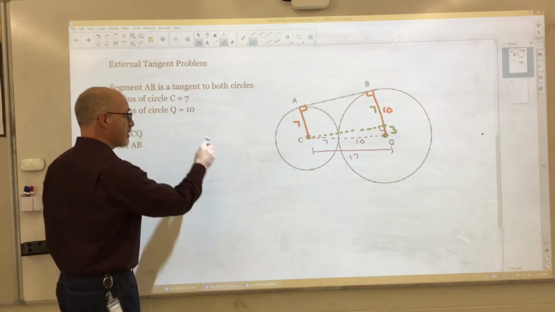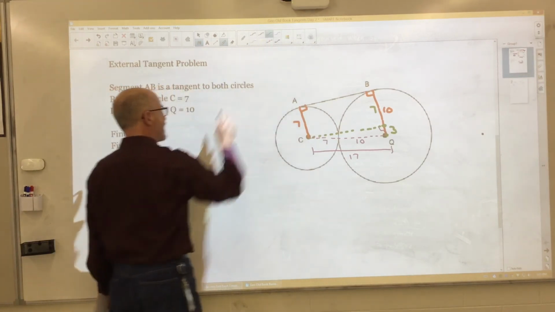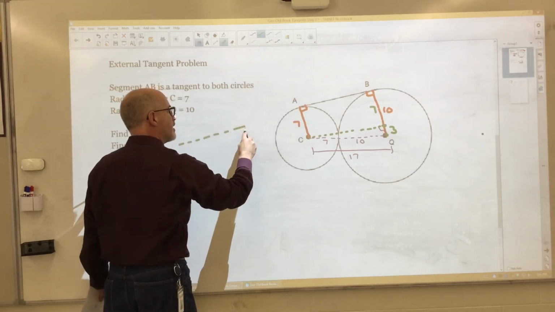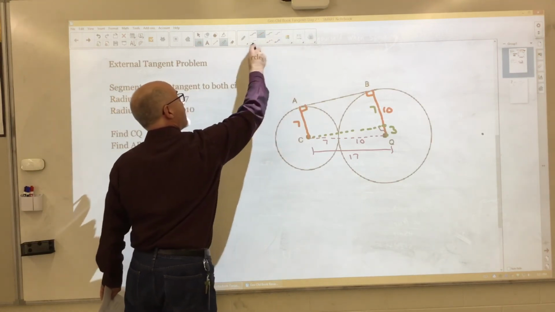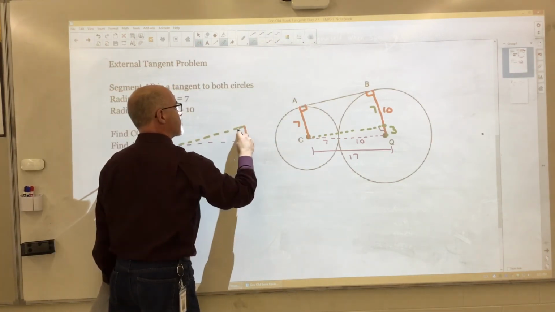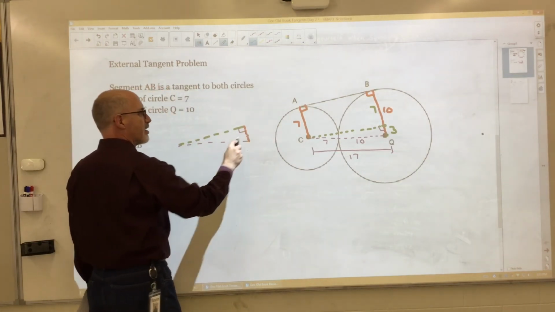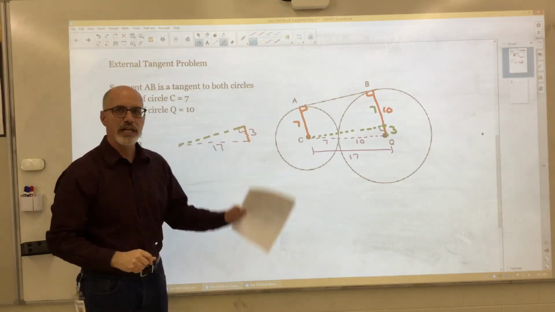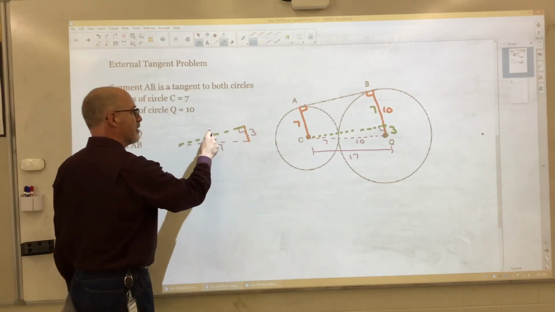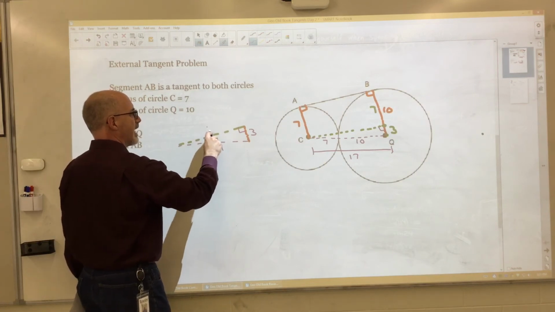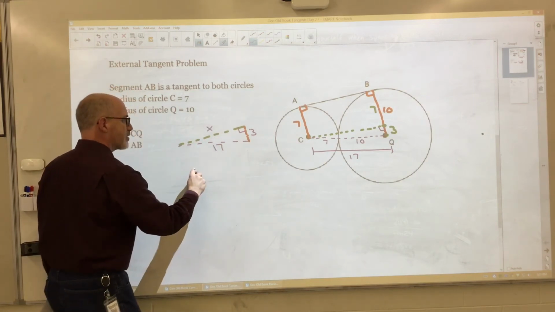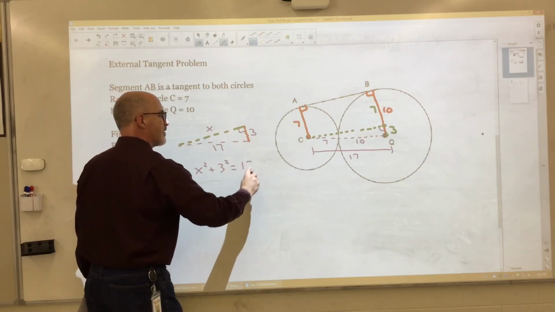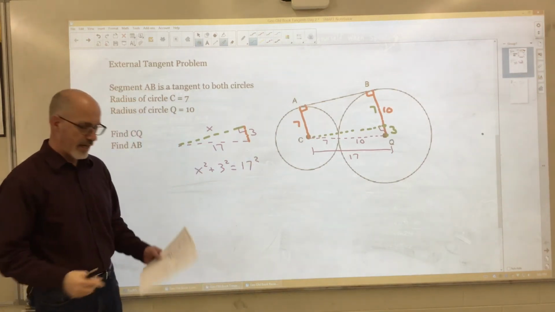What I now have, and I'm going to draw it out here, is my green side, and then I've got this little red segment, and then I've got the purple one. This is a right triangle. This side here is 3, this side is 17. I'm going to find the green length by using the Pythagorean theorem. I'll just call this side x. And so what I have is x squared, it's a leg, plus the other leg squared, 3, is going to equal 17 squared. Pythagorean theorem.